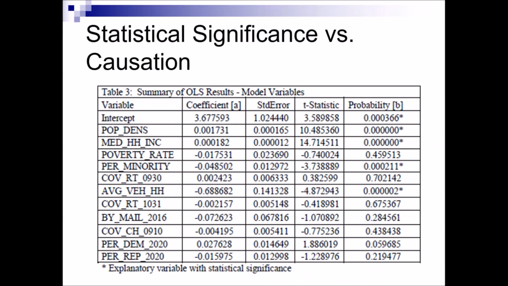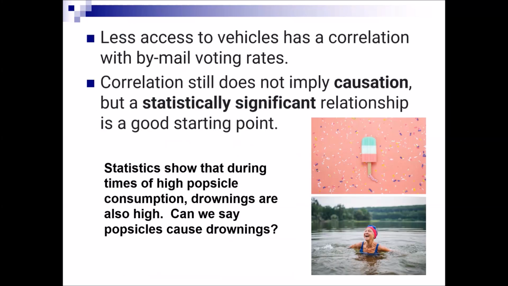Last couple things I'll mention: statistical significance versus causation. I think we looked at these before, in the research that Dr. McGinn and I did, where percent minority was related to by-mail voting patterns, median household income, and population density. They helped explain factors related to statistical significance, but do they cause it?